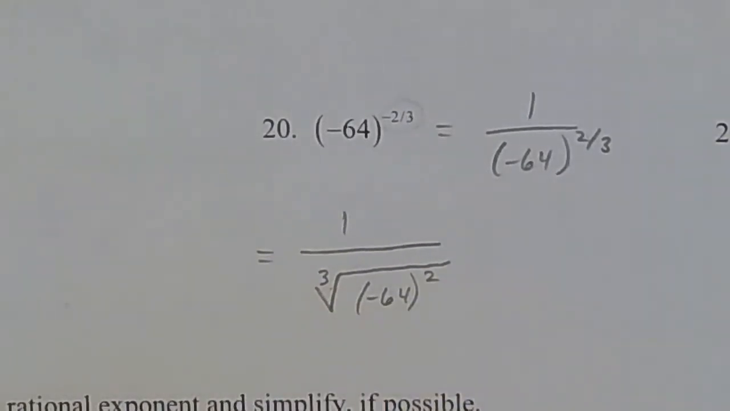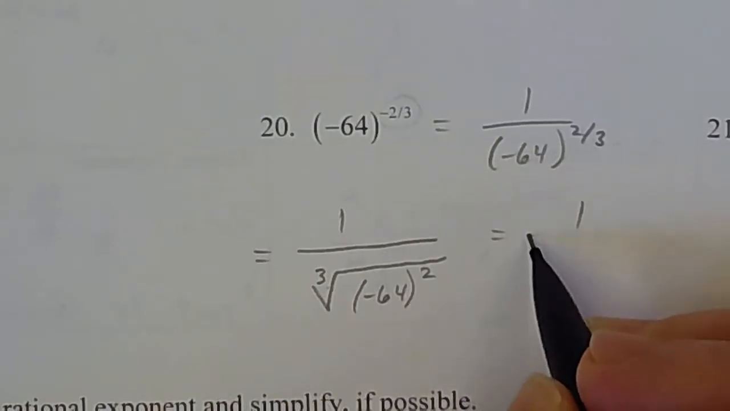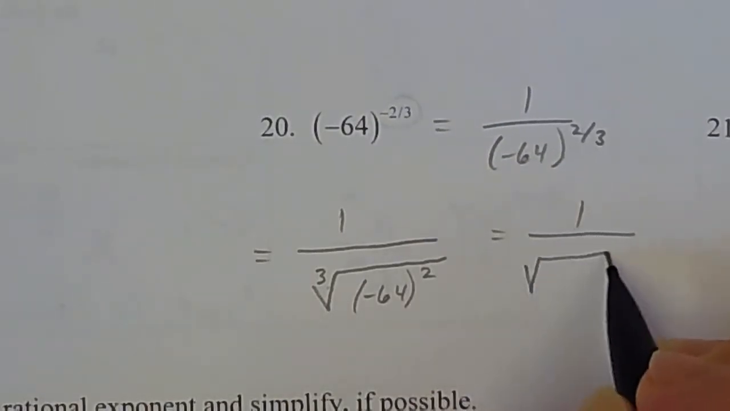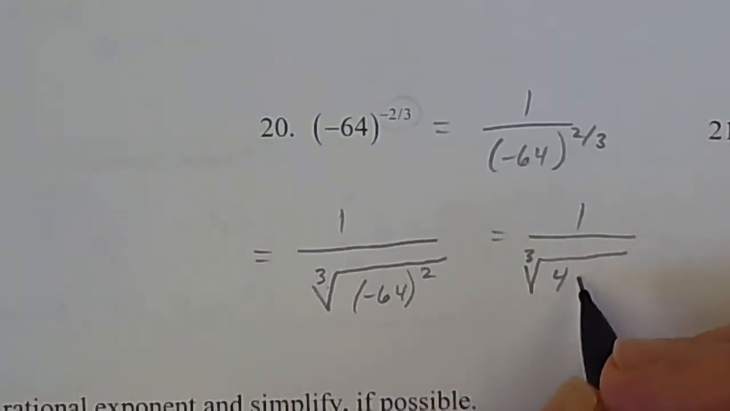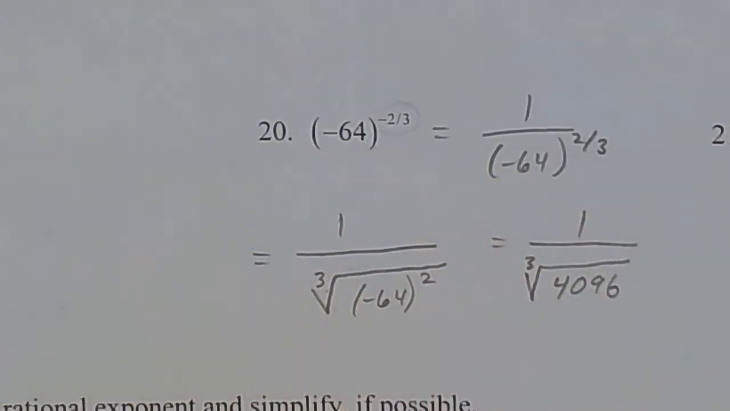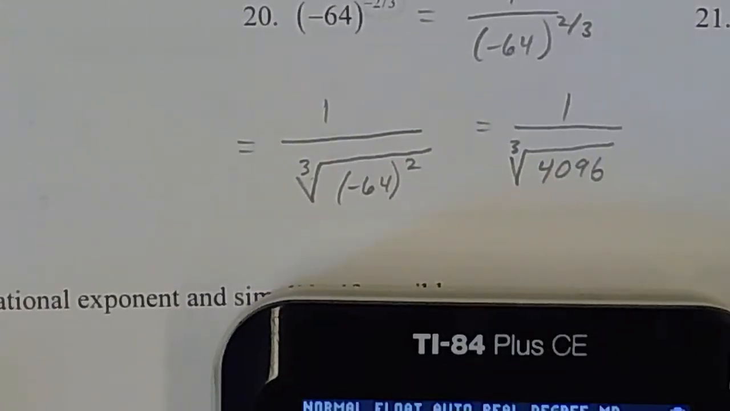But then I'm going to go ahead and simplify this. I'm going to square 64. No, I don't have that memorized. I already have it written down though. It's 4,096. And then I don't know if you know how to do multiple roots in your calculator, but let me show you how.